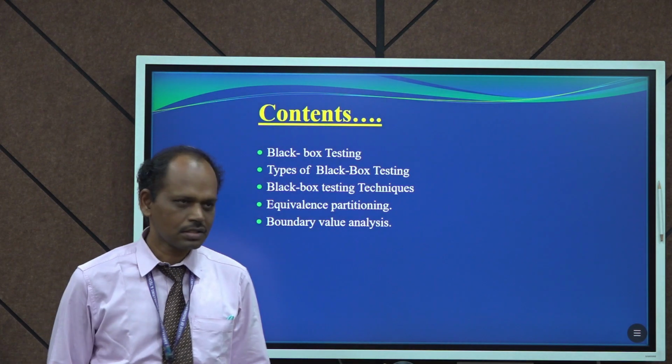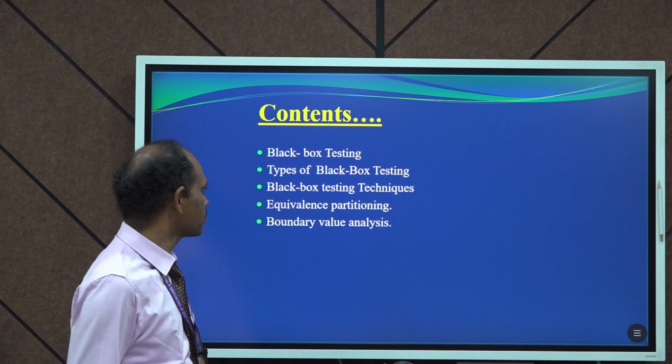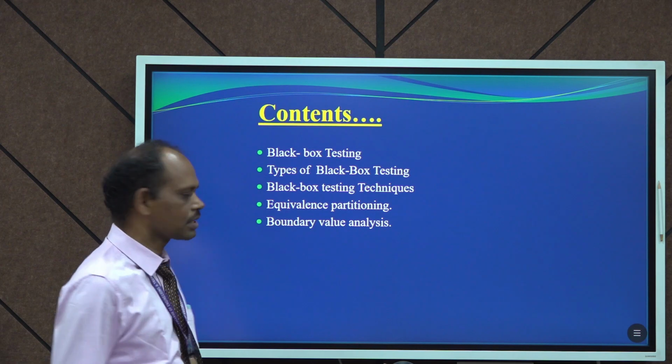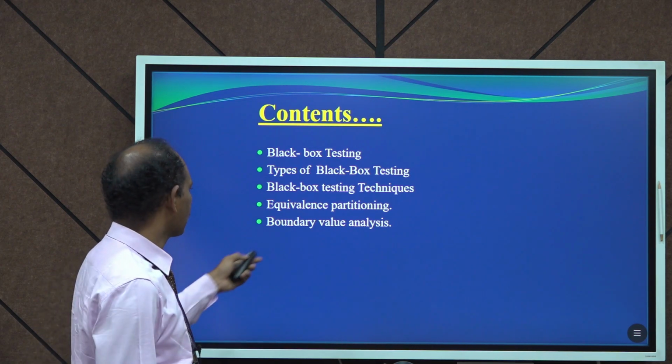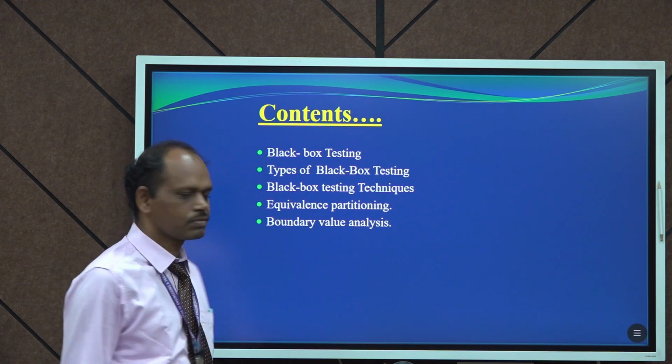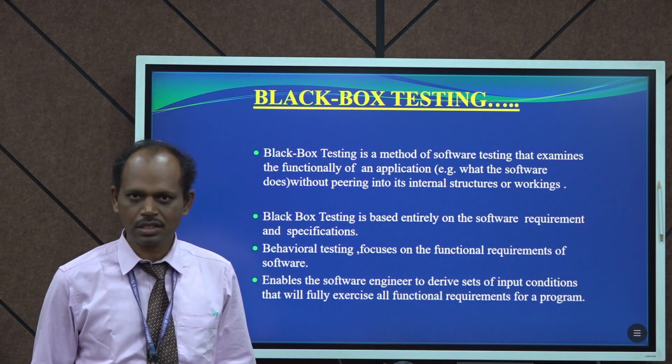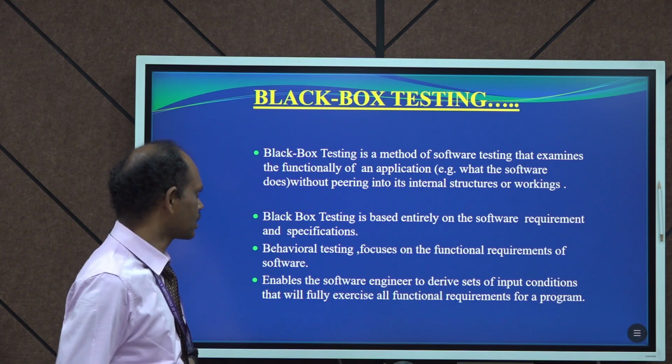These are the contents we will see one by one. What is meant by black box testing and types of black box testing. Then black box testing techniques, in which we will see equivalence partitioning as well as boundary value analysis. Next, this is the introduction about black box testing. What is meant by black box testing?